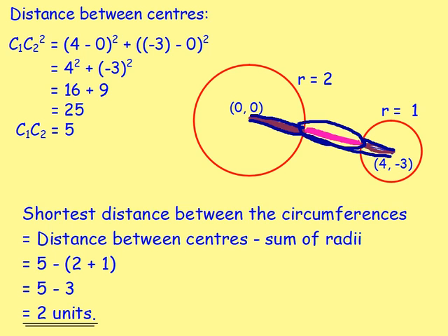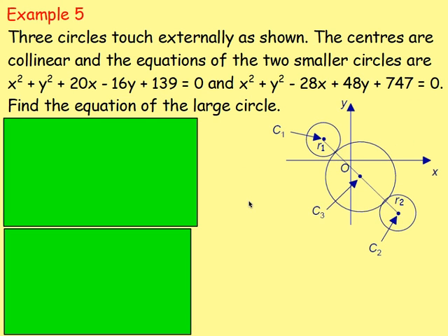Well done. Next one. Example 5. 3 circles touch externally as shown. So the circles are just touching and no more. They're definitely not overlapping. The centres are collinear. What does collinear mean, Sammy? Good, they lie in a straight line. Perfect. And the equations of the two smaller circles are given by these two equations here.